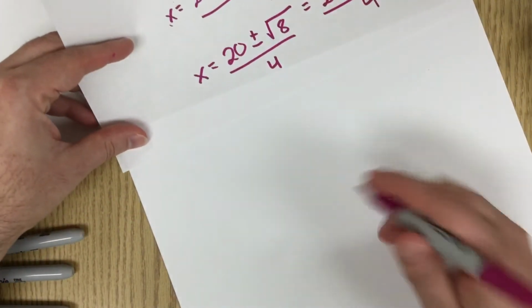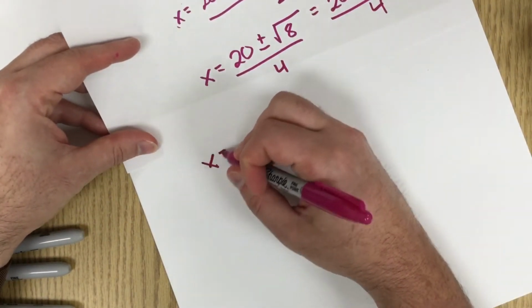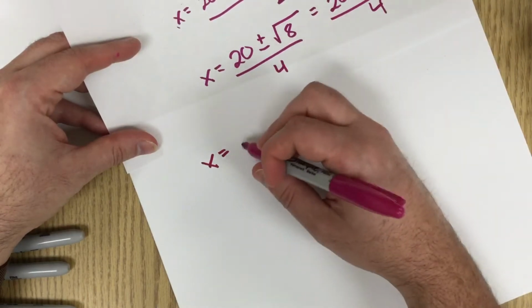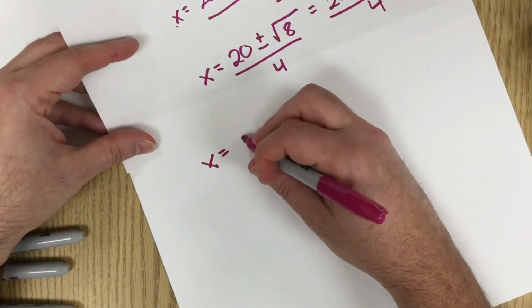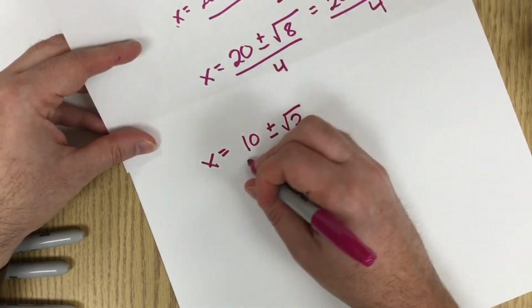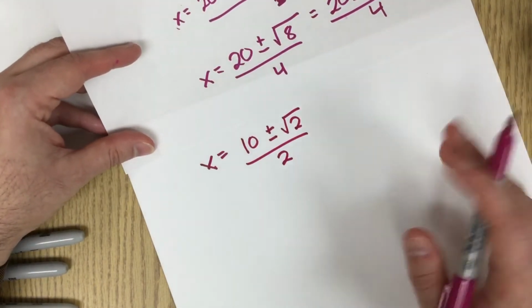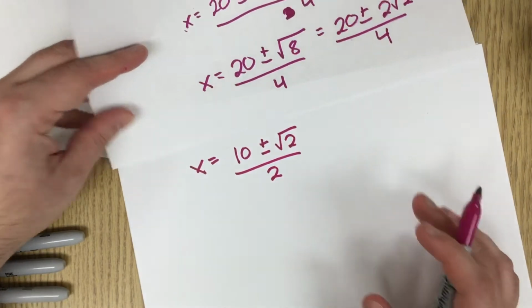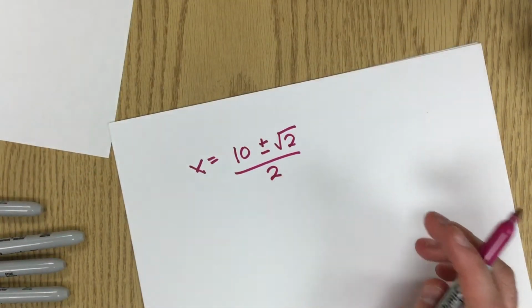I'm kind of zipping through this, I recognize that, but that's okay. Take a 2 out of everything, which is going to be 10 plus or minus root 2 over 2. And the key part is that there's 2 solutions there. We're going to have to come back to that.